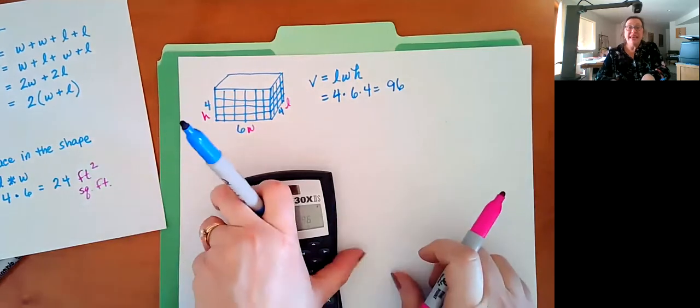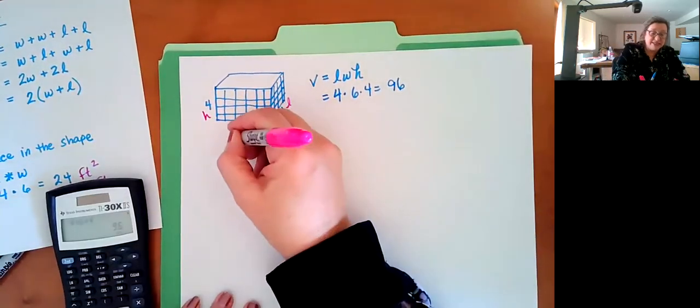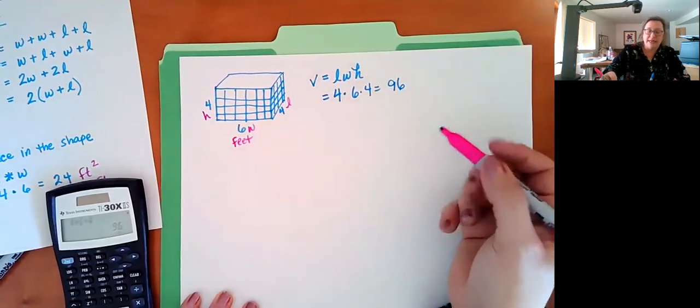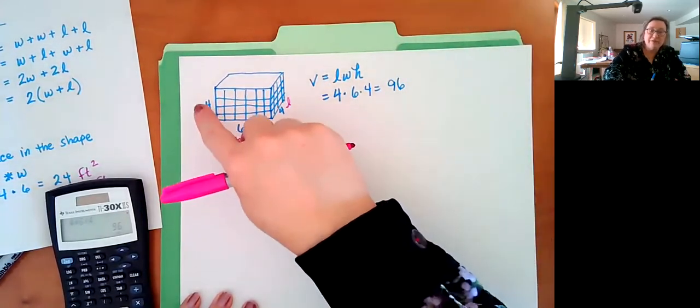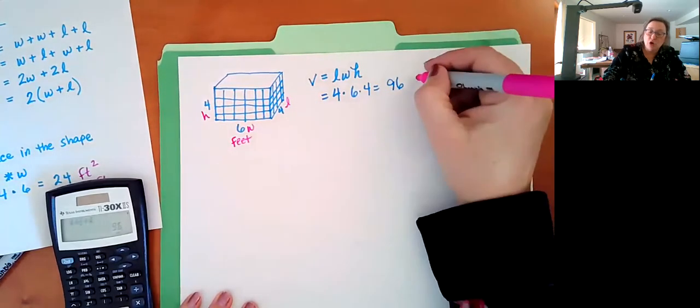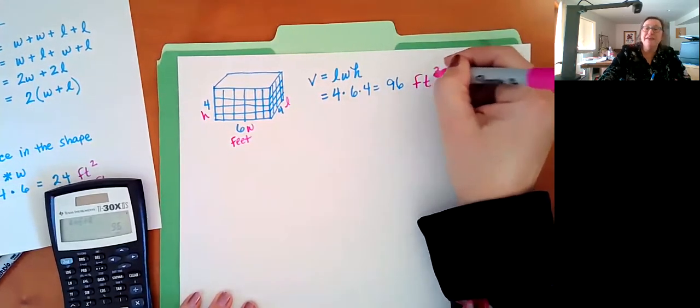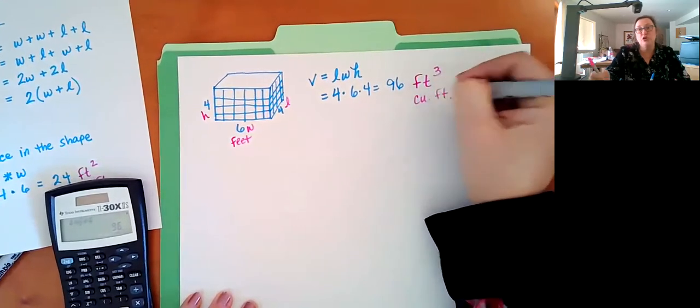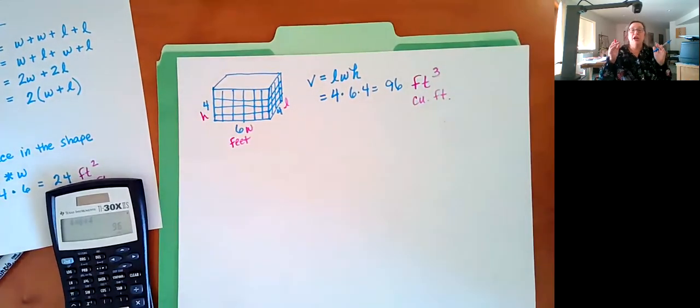Now again, if we are measuring in feet, so this is 6 feet, this is 4 feet, and this is another 4 feet, we've now multiplied feet times feet times feet. So our units will be in feet cubed, or sometimes it's written like this, cubic feet. In other words, it's a recognition that we are multiplying 3 units together.